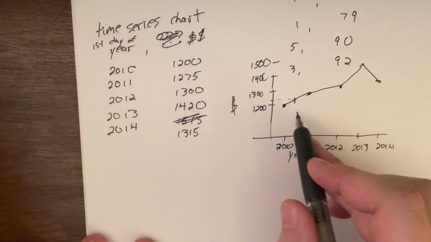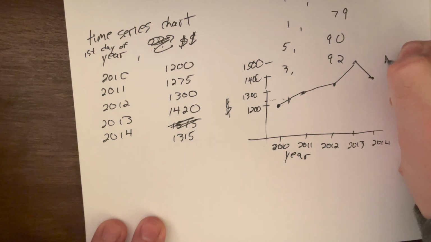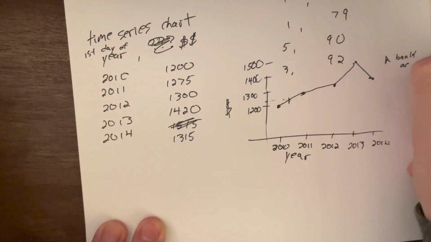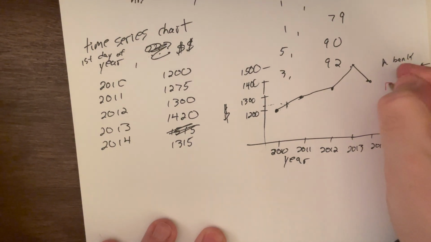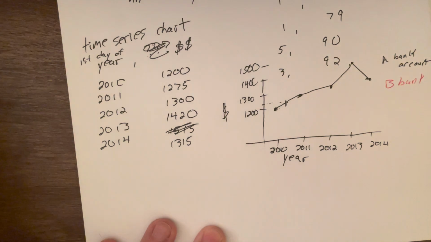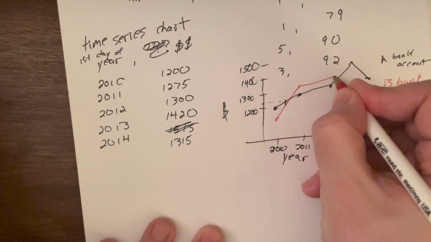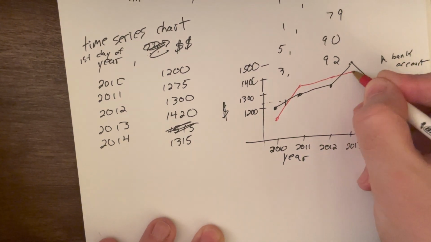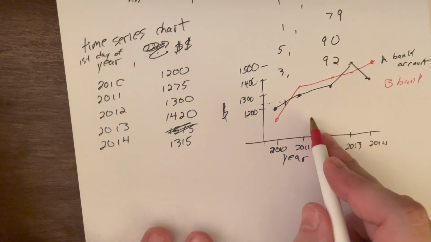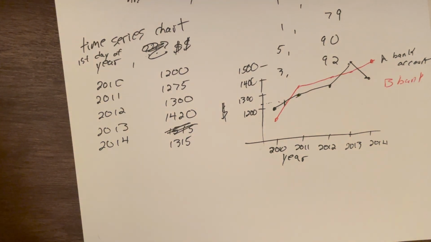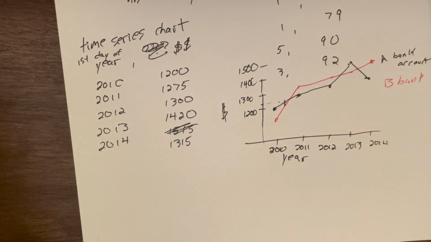I mean, certainly we could do multiple of these. Maybe I use the black pen and this is person A's bank account. And then I could use the red pen to show person B's bank account so we can compare them to each other. Maybe this person started below, flattened out a little bit, but then stayed higher here. Maybe we're trying to compare how these two people invested their money or something like that. But that's all there is to it. Just plotting the points and making sure we connect the dots.